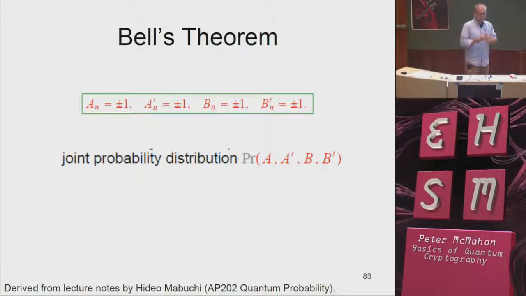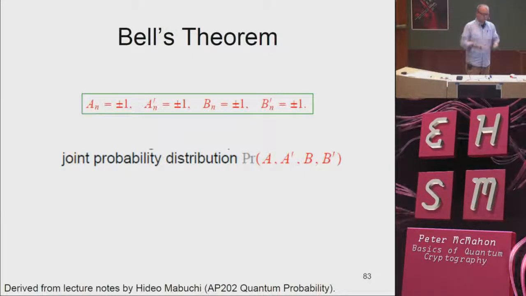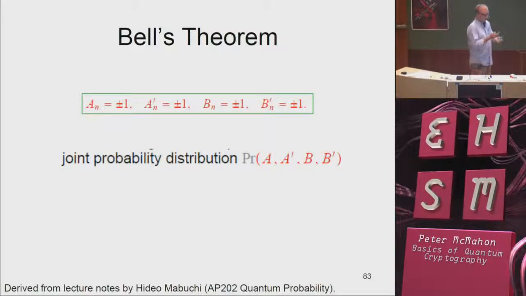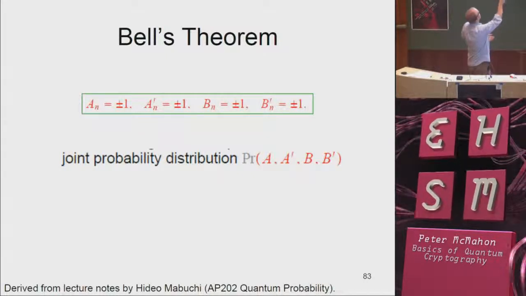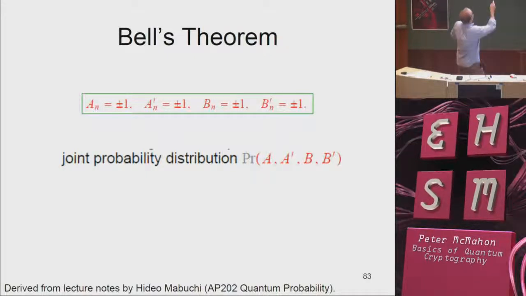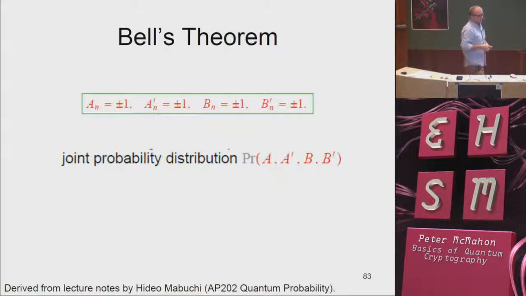Imagine now we run a series of experiments where we send two particles to Alice and Bob, and Alice measures in either A or A prime, Bob measures in either B or B prime, and we can then get measurement results from this. The outcomes of this experiment are random variables, where the subscript n refers to the nth iteration of the experiment, and each of these measurement outcomes has value either +1 or -1.